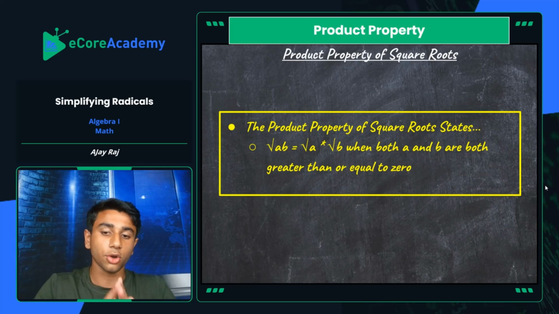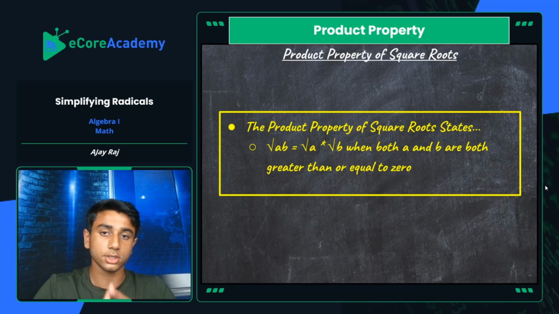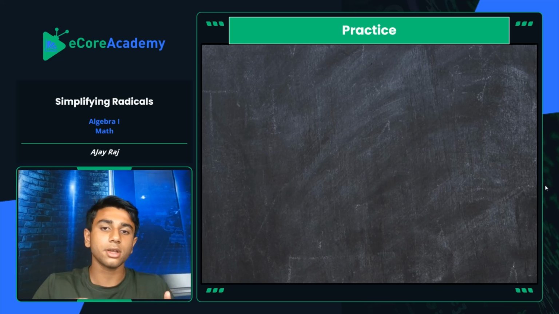This occurs when both A and B are greater than or equal to 0. They can never be negative numbers. Remember, you can never find a negative square root in this case, because there are no two numbers of the same identity that can be multiplied together to get a negative. Two negatives multiplied together is a positive, and two positives multiplied together is a positive. So it's impossible.